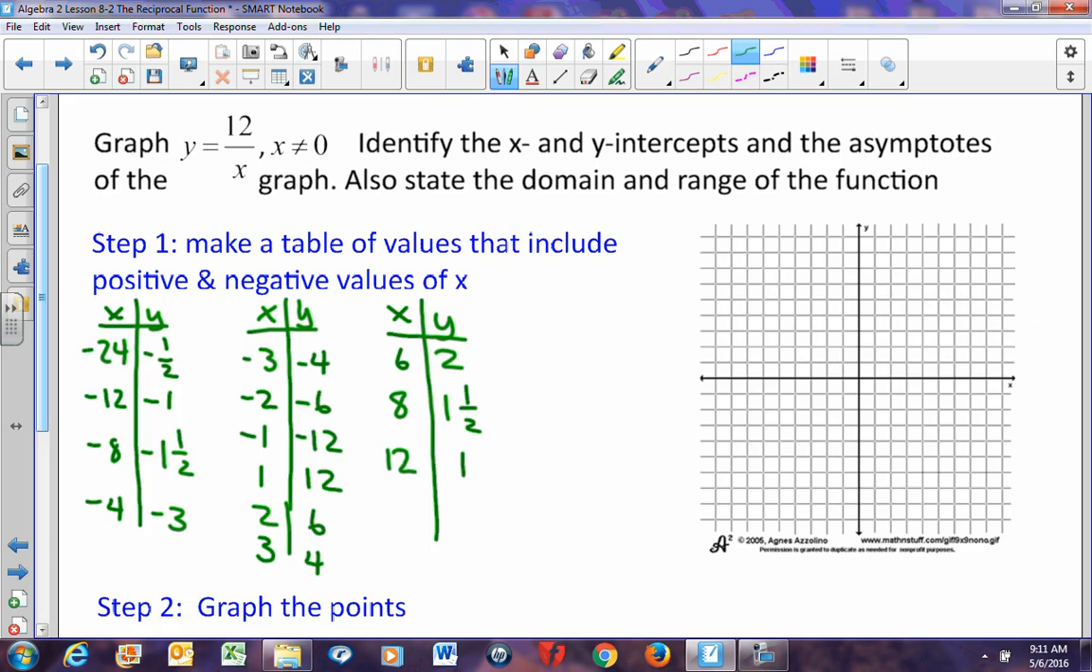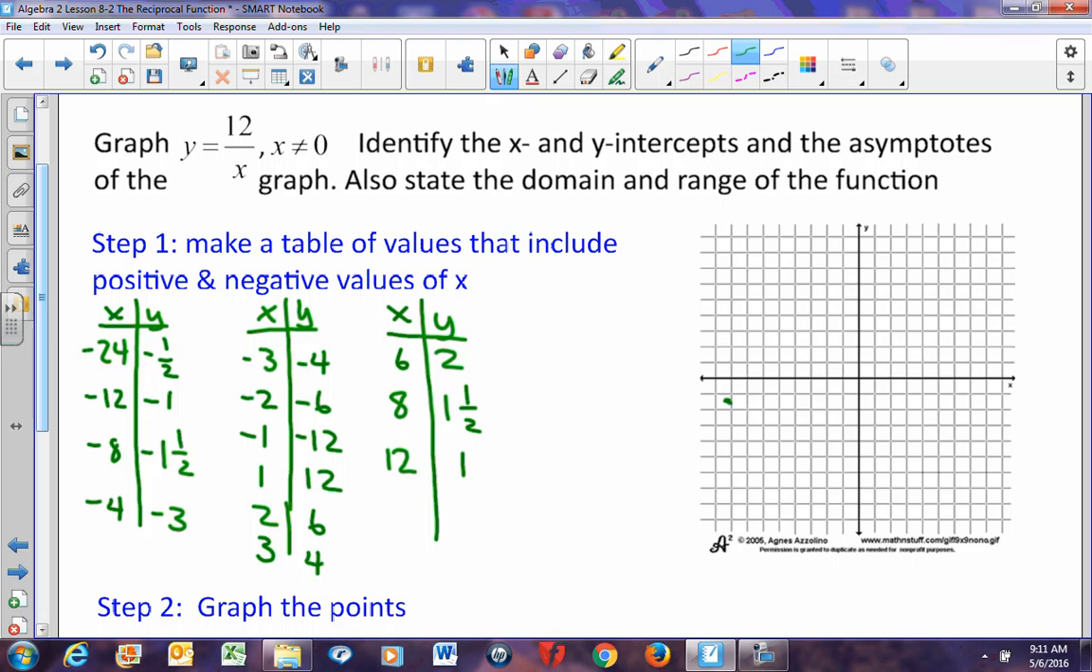So now I can plot my points. I'm going to graph my points on my x and y axes here. I obviously can't go to 24 unless I graph by something other than 1s. I really can't even go to negative 12, but I can go to negative 8. So I'm going to do x negative 8, y is negative 1.5. 1, 2, 3, 4, 5, 6, 7, 8, 1.5. There.